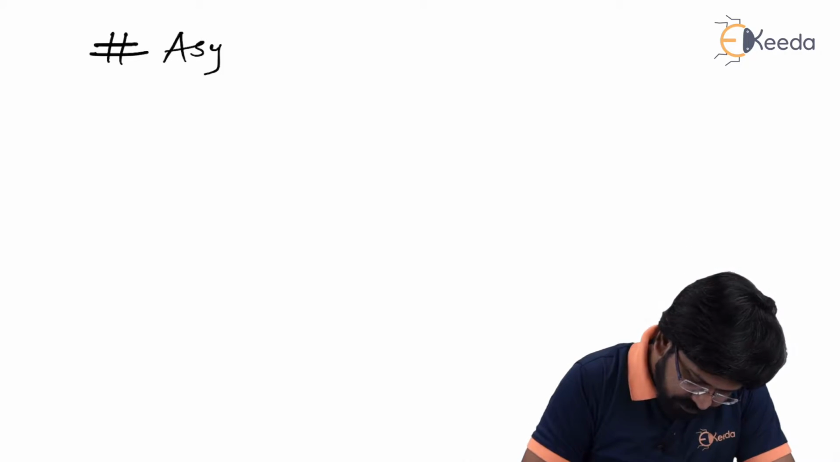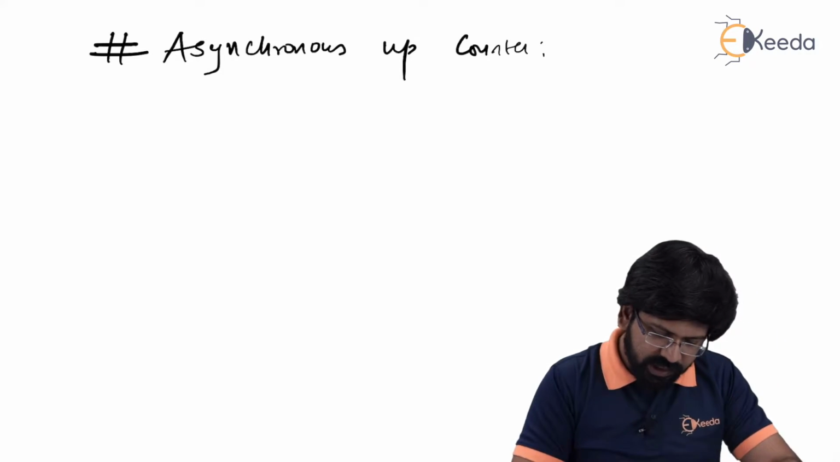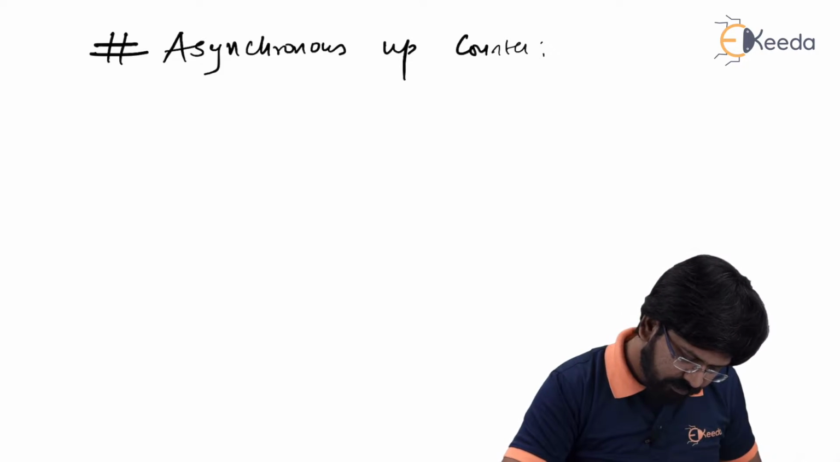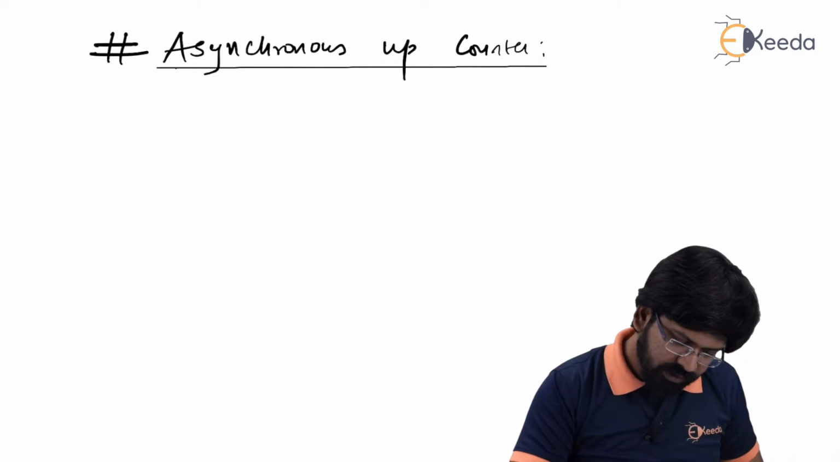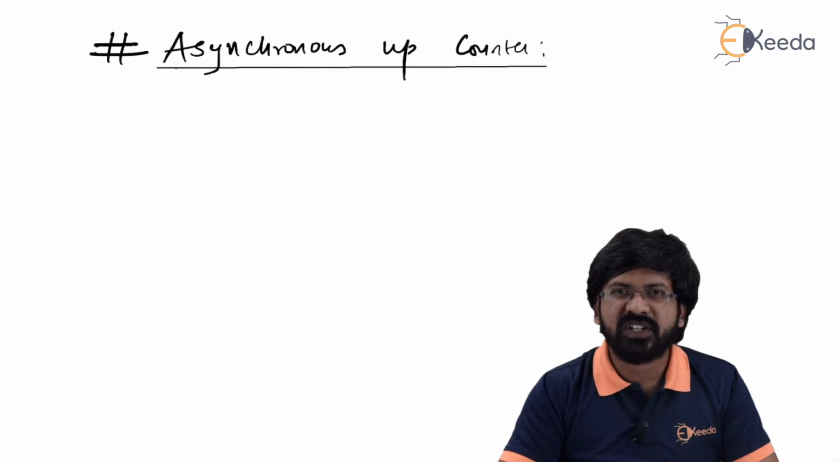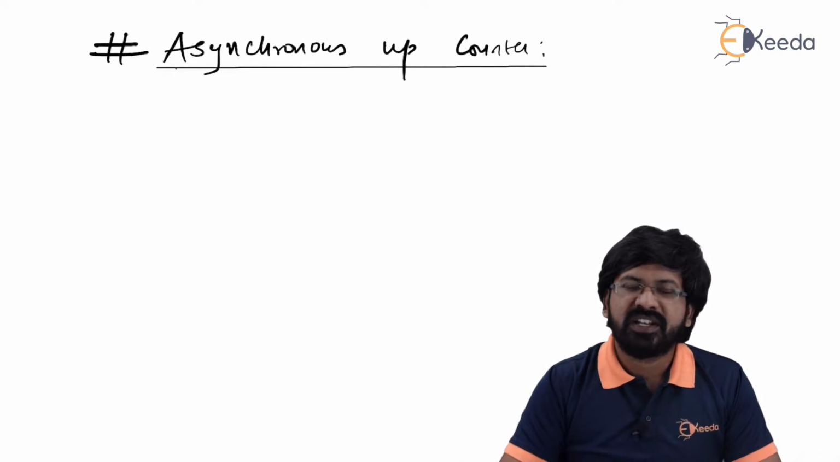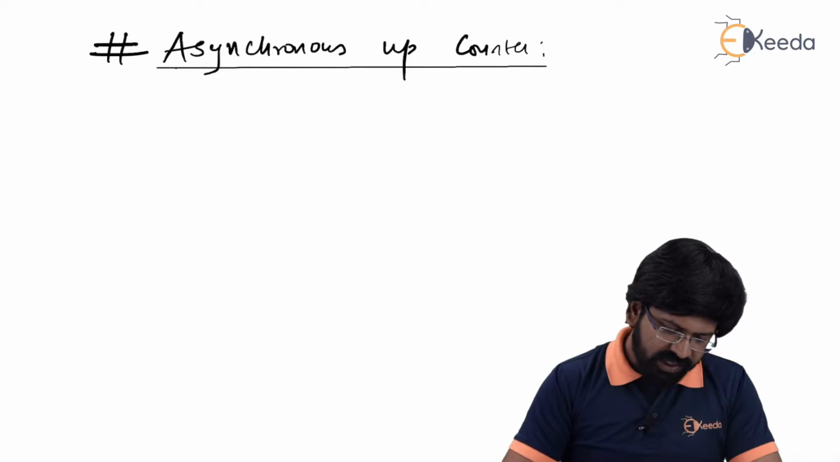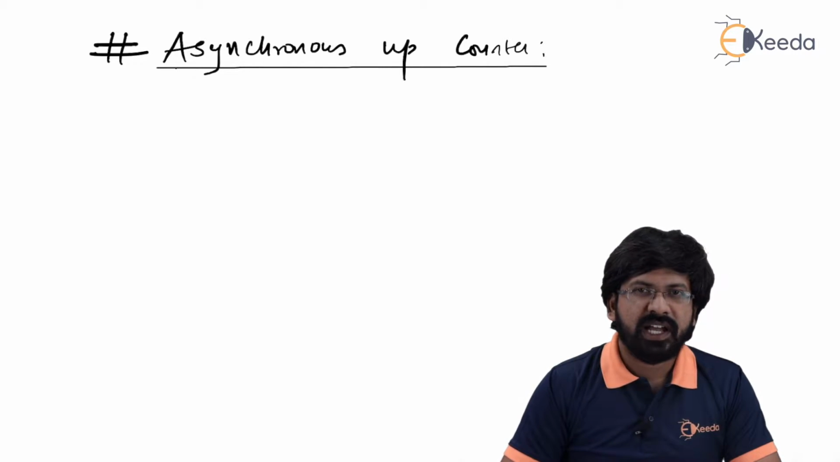So let us start with the asynchronous up counter here. Don't forget that asynchronous counters are also called ripple counters. See, up counter means you are counting 0, 1, 2, 3, 4, 5, 6 and so on, that is in ascending sequence. If you are counting in descending sequence, then the respective counter is known as a down counter. Popularly, the counter that we see in traffic light controllers is a down counter. So let's start with how to use an asynchronous counter as an up counter.